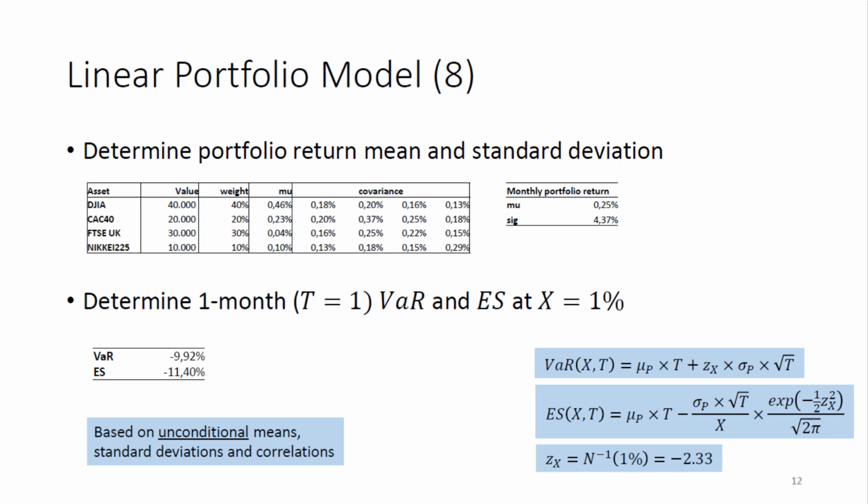Then if I take the weighted average of all the means, with the weights 40, 20, 30 and 10%, that gives me a portfolio mean, which is equal to 25 basis points, 0.25%. And if I apply all the weights twice on the covariance elements, sum them up and take the square root, it gives me a standard deviation for the portfolio return as well, which is 4.37%.